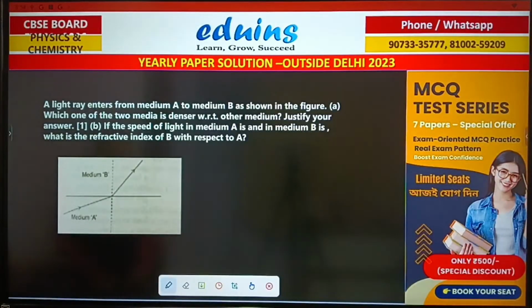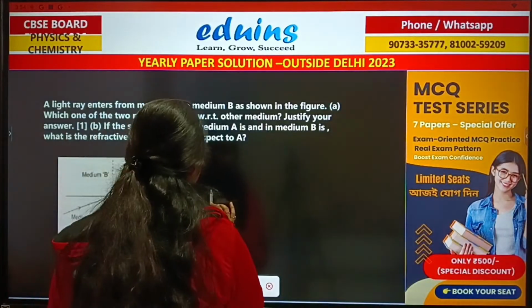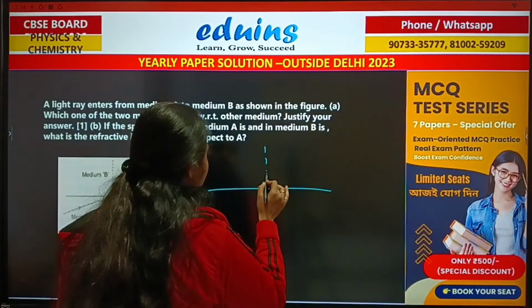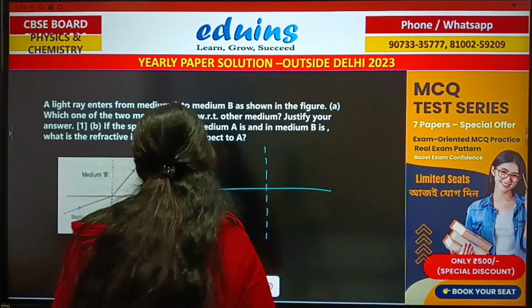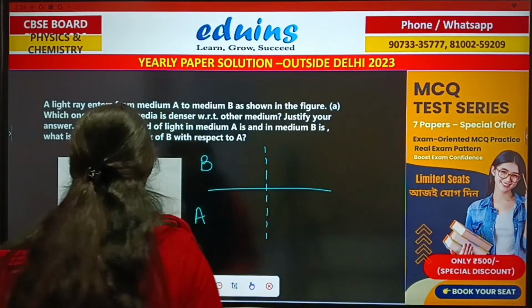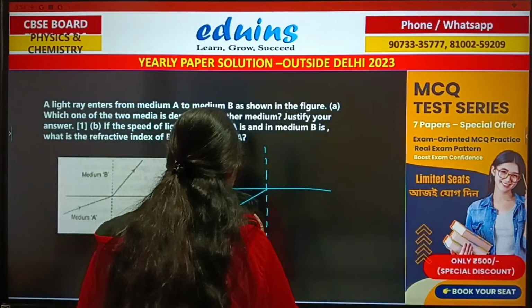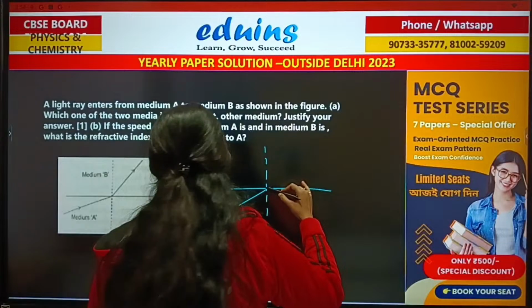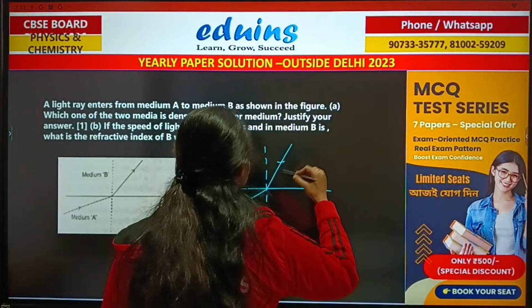A light ray enters from medium A to medium B as shown in the figure. So, the first question is, which one of the two media is denser with respect to the other medium? Justify your answer. For the first question, here we got this figure. This is the normal to this plane. So this is medium A and this is medium B. When the light is incident on these points, it goes through this path.